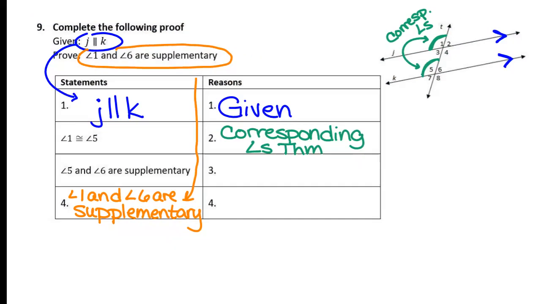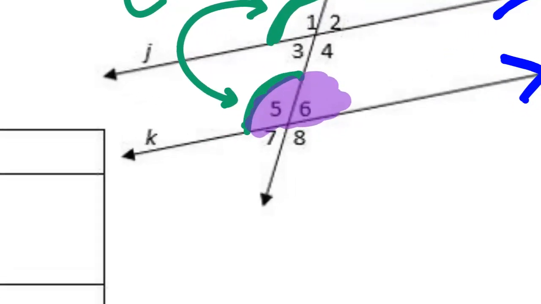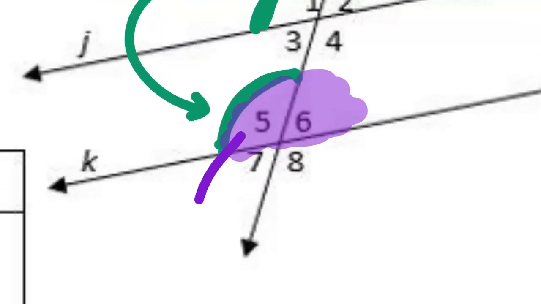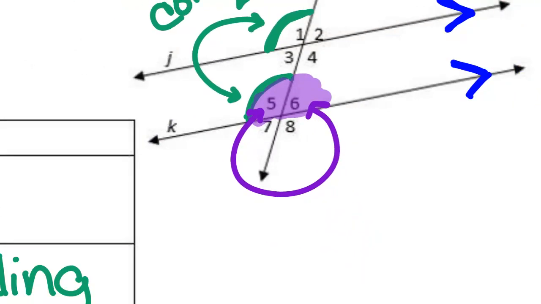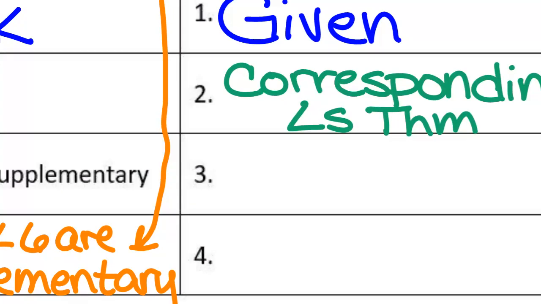And then it says that angle 5 and 6 are supplementary. Well, here's angle 5. Here's angle 6. What kind of angles are 5 and 6? What do we call that pair? That is a linear pair. Linear pair angles. And they are supplementary. What tells me that they're supplementary? What can I use to be able to claim that they are supplementary? Linear pair theorem.